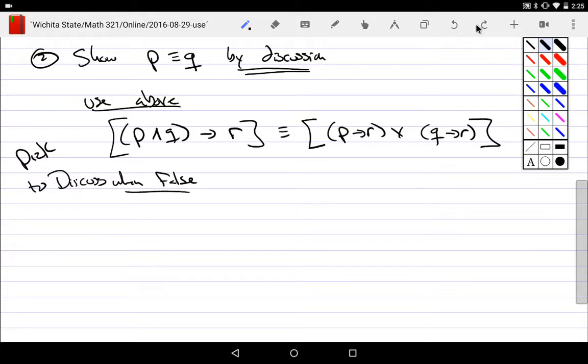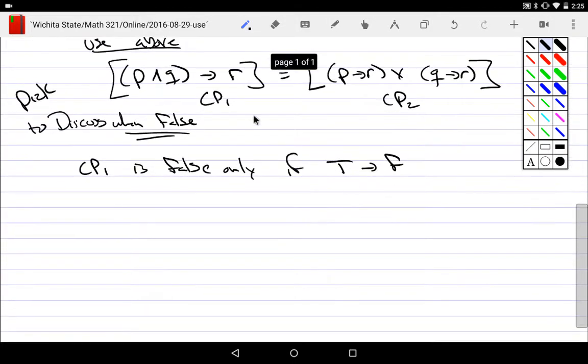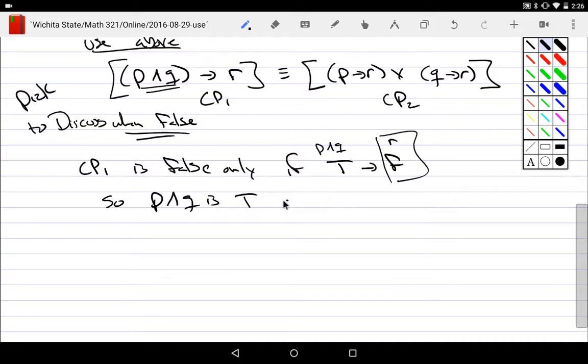And so again, if I call the left-hand side compound proposition one and compound proposition two, so CP1 is false only if true implies false, right? So that immediately tells us that since this is P and Q, and that's the R, I immediately know what R is. R is false, period. So if I look at this, this is only false if R is false and P and Q is true. I already know what R's value is. R is immediately false, period. That's the only time this will be false.